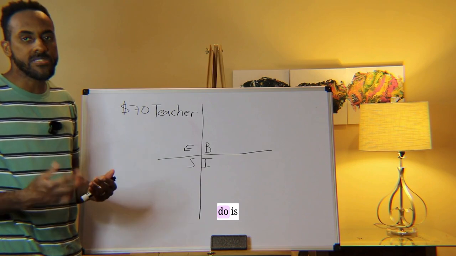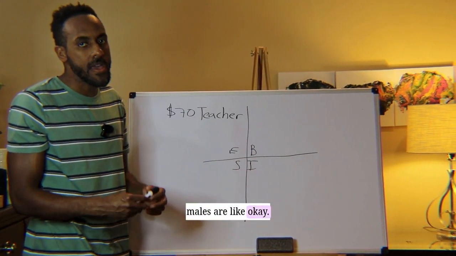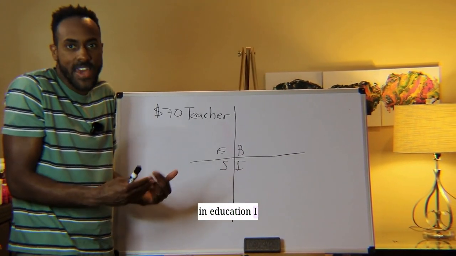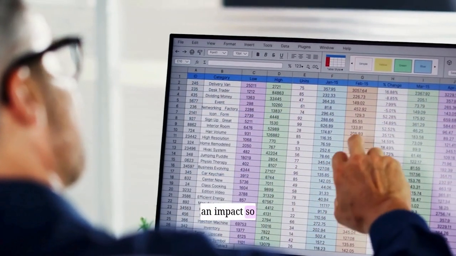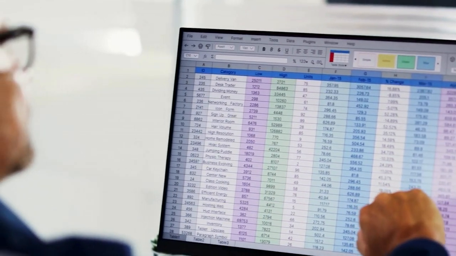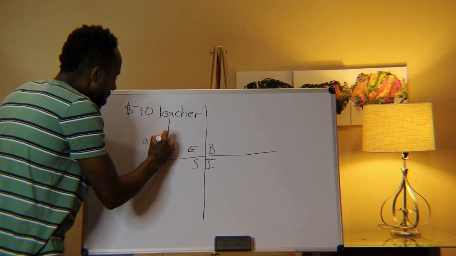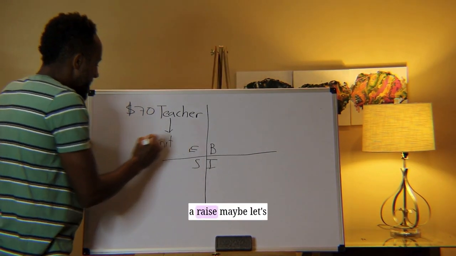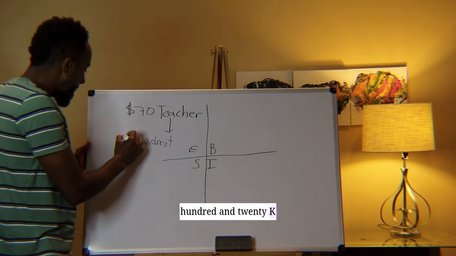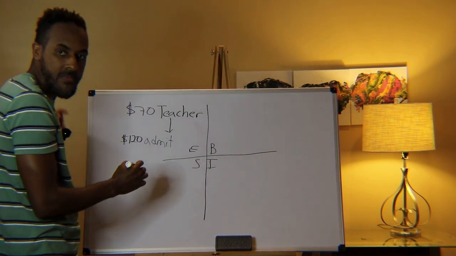So what most educators do is, again, especially males, they're like, okay, I need to get out of the classroom. I want to stay in education. I want to still have an impact. So then the natural progression, especially like I said, as a male teacher, is admin. So you go into admin, which is great. You know, you got a raise. Maybe, let's say you're making $120K. You put admin.